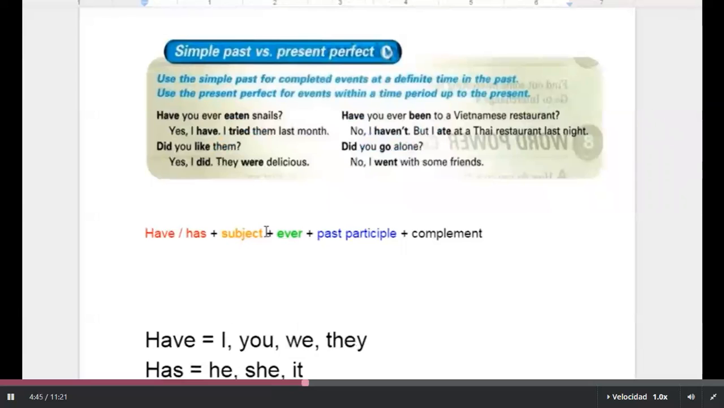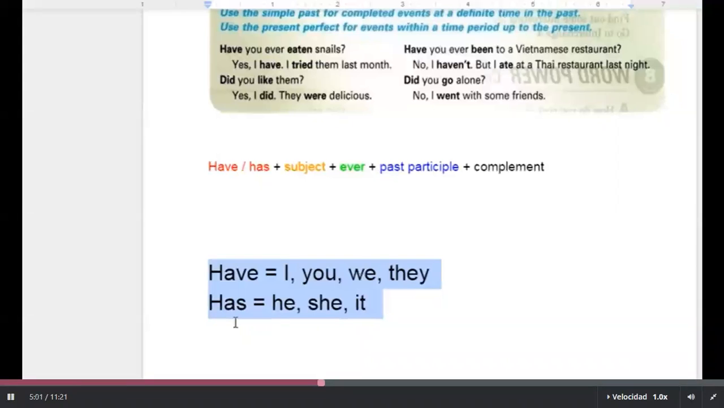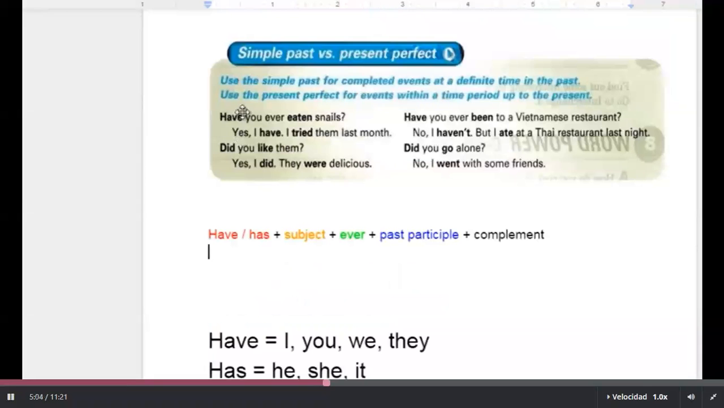In order for us to form the questions, the first thing that we should include is an auxiliary have or has. As I mentioned, we're either going to use have if I talk about I, you, we, or they, and we use has whenever we talk about the third person. So in this case, we're going to use have, and then this follows the subject. Then this follows the word ever, and then the verb in its past participle form, and then whatever complement exists. So in this case, have you ever eaten snails?